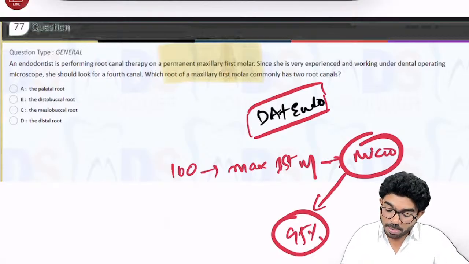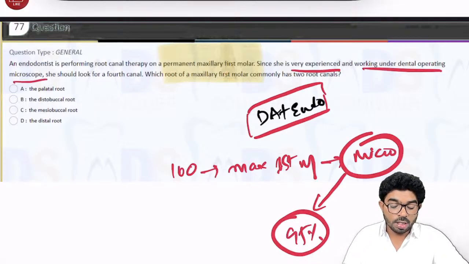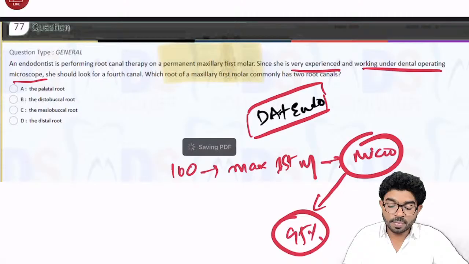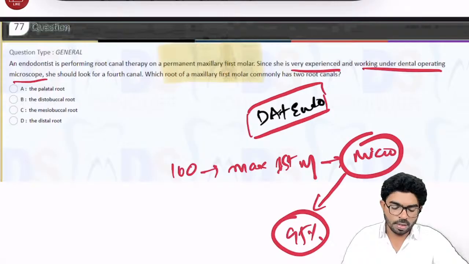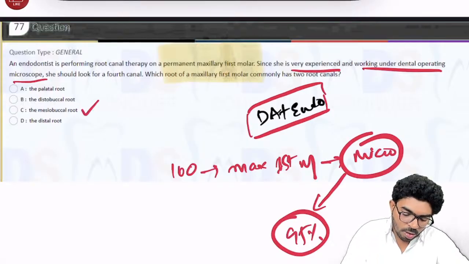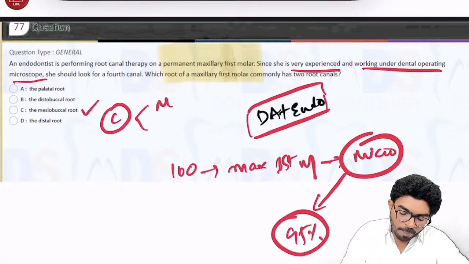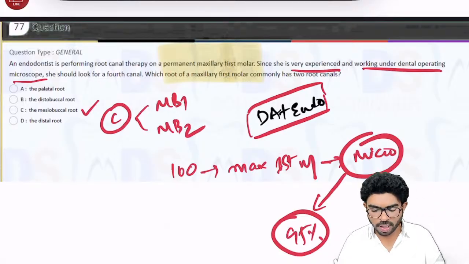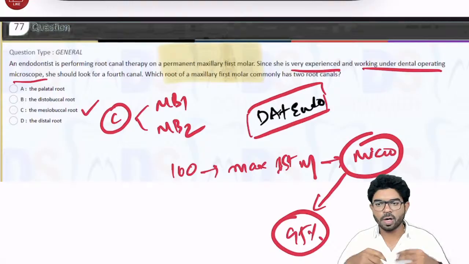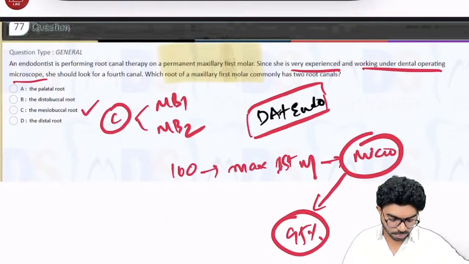Since she is very experienced and working under a dental operating microscope, she should look for the fourth canal. And in which root do you regularly find two canals is the question. The answer is MB1 and MB2 are found in the mesiobuccal root. So mesiobuccal root, option C, is going to contain both MB1 as well as MB2, which is a part of your dental anatomy, internal anatomy linked to endo.